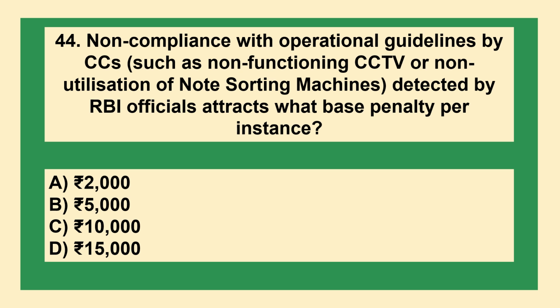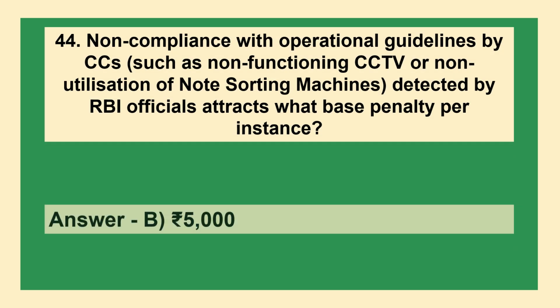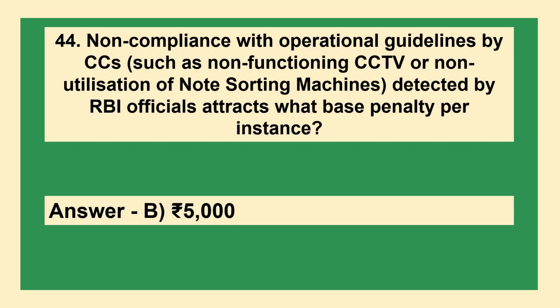Non-compliance with operational guidelines by CC, such as non-functioning CCTV or non-utilization of note sorting machines detected by RBI officials, attracts what base penalty per instance? Option A rupees 2000, option B rupees 5000, option C rupees 10,000, option D rupees 50,000. The answer is option B rupees 5000.